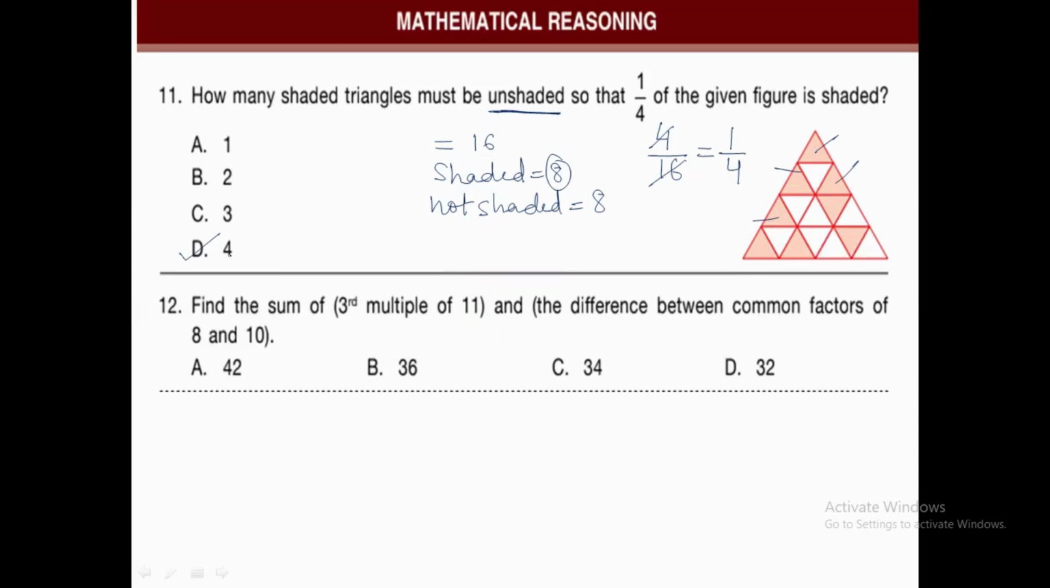Understood? Okay, let's move to the next question, which is question number 12. The question is saying, find the sum of the third multiple of 11. Okay, which is the third multiple of 11? 11 ones are 11, 11 twos are 22, 11 threes are 33. So the third multiple of 11 is 33.